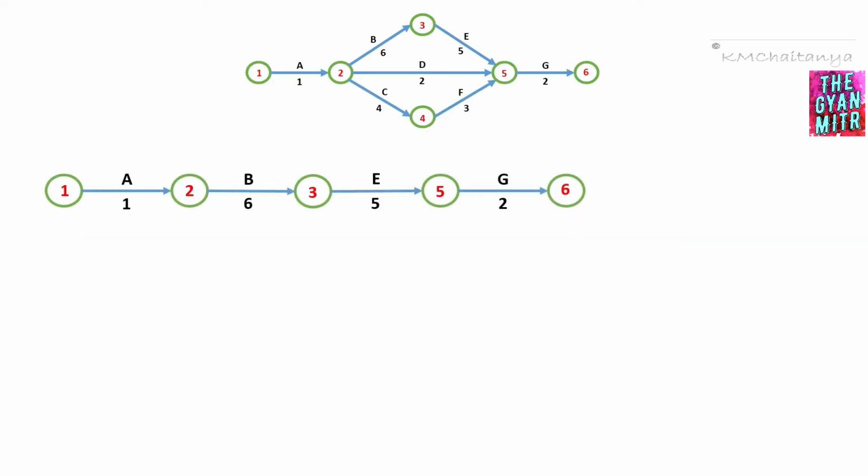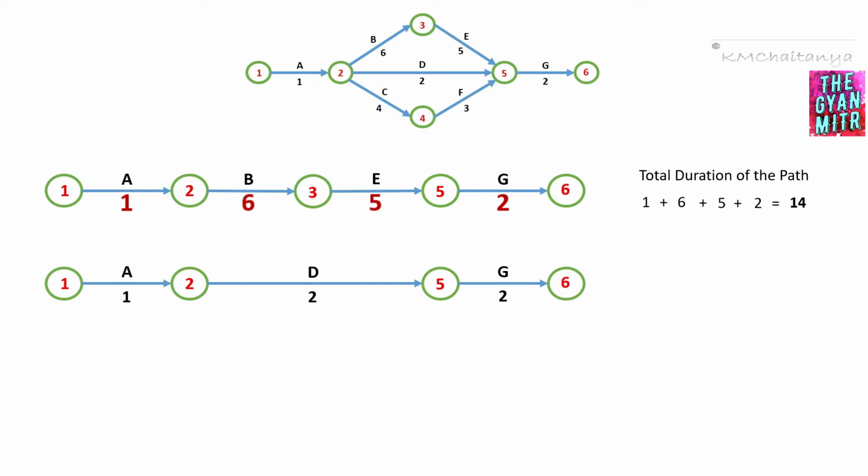Once we have these paths, the next step is to determine the total duration of each individual path. How do we determine the total duration of each path? As mentioned, we add the durations which we have written at the bottom of each of the activities. We just have to sum it up. So we have 1 plus 6 plus 5 plus 2, which leads to 14 units. This is the total duration of the first path.